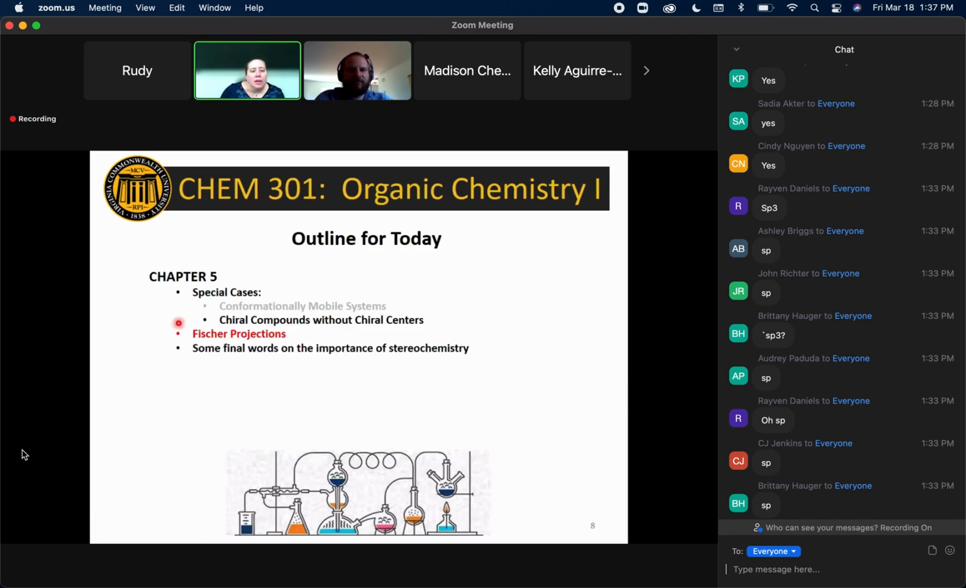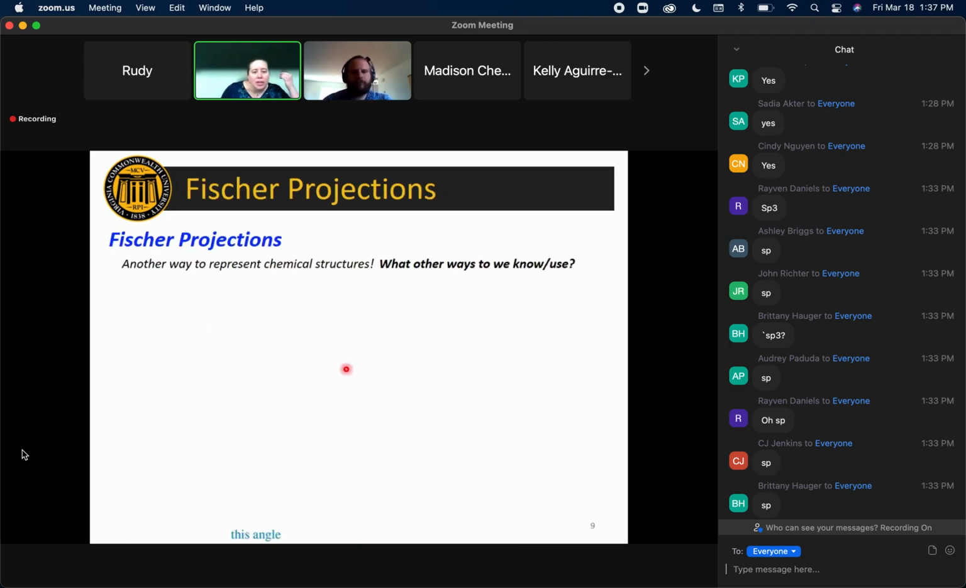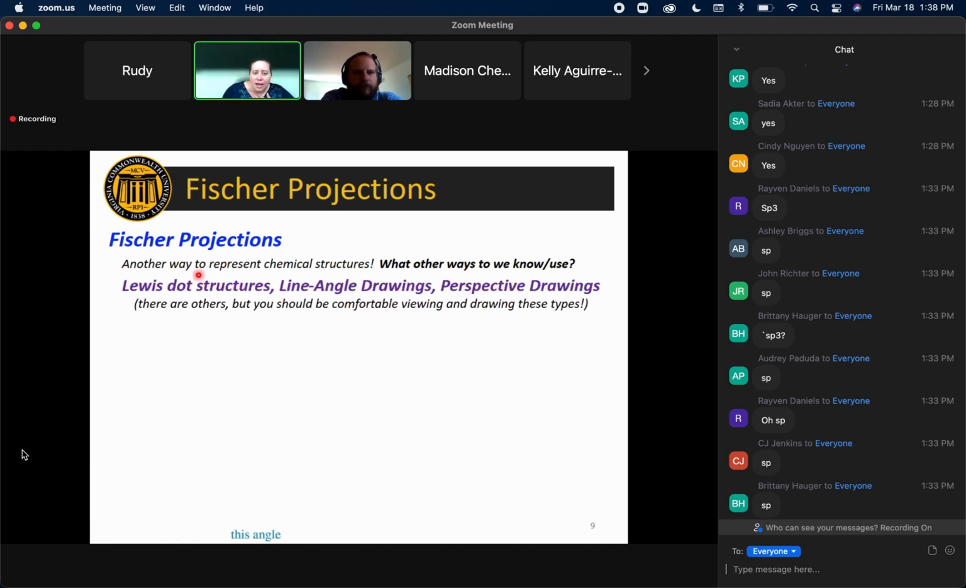So, all right, the next topic that I want to cover today is called Fischer projections. And these Fischer projections are a different way of representing a molecule, especially with respect to stereochemistry. So we know a lot of different ways to represent chemical structures, and sometimes it's easy to forget that these aren't actually the structures. They are just representations of the structures. But think for yourself for a minute about what the different types are that you know, right? So some of them are Lewis dot structures.